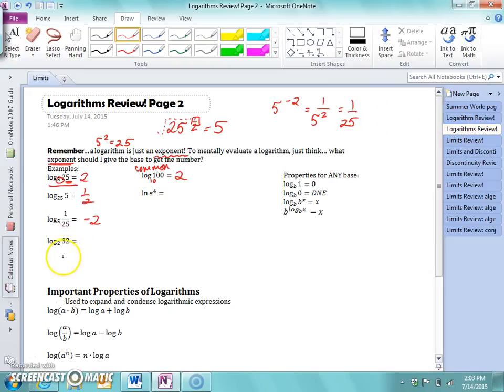Log base 2 of 32. 2 to what power is 32? We have 2 times 2 is 4, 4 times 2 is 8, 8 times 2 is 16, 16 times 2 is 32. That is a 5 right there.